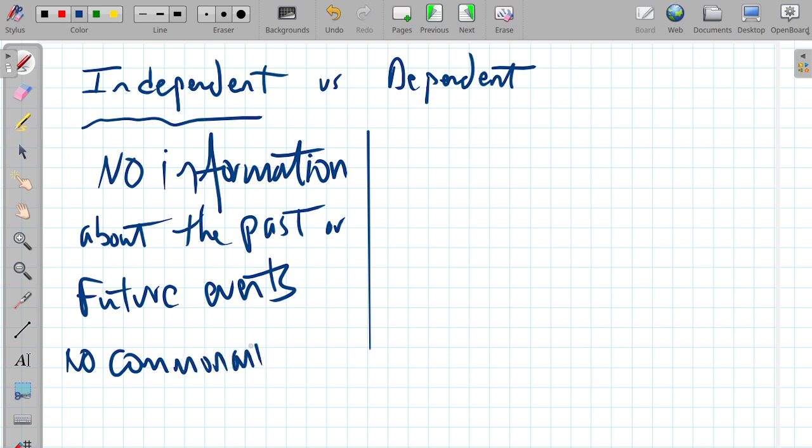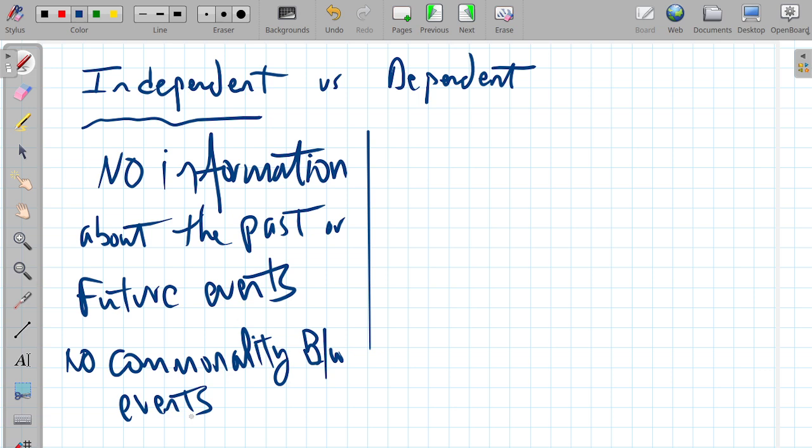No commonality between events or data observations. But dependent data does. And it does carry information. For instance, here's an example.